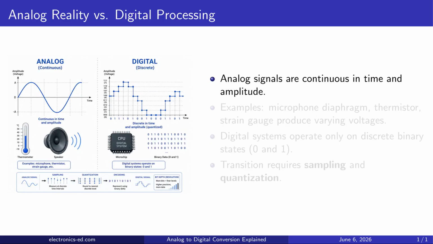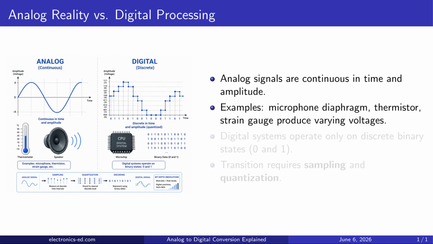Analog signals are continuous both in time and amplitude, meaning they don't have gaps or steps. For example, a microphone diaphragm, a thermistor, or a strain gauge each produce a voltage that varies smoothly. Digital systems, on the other hand, work only with discrete binary states, 0 and 1.